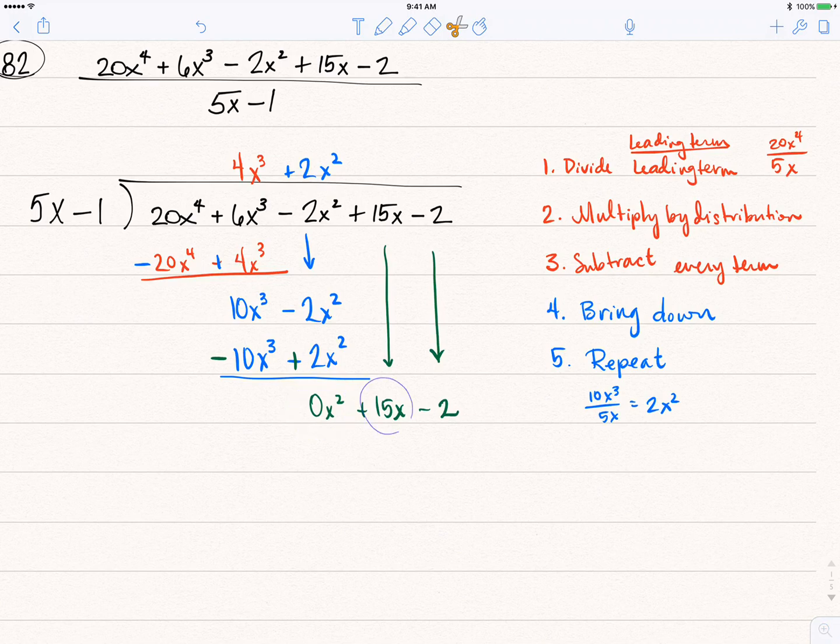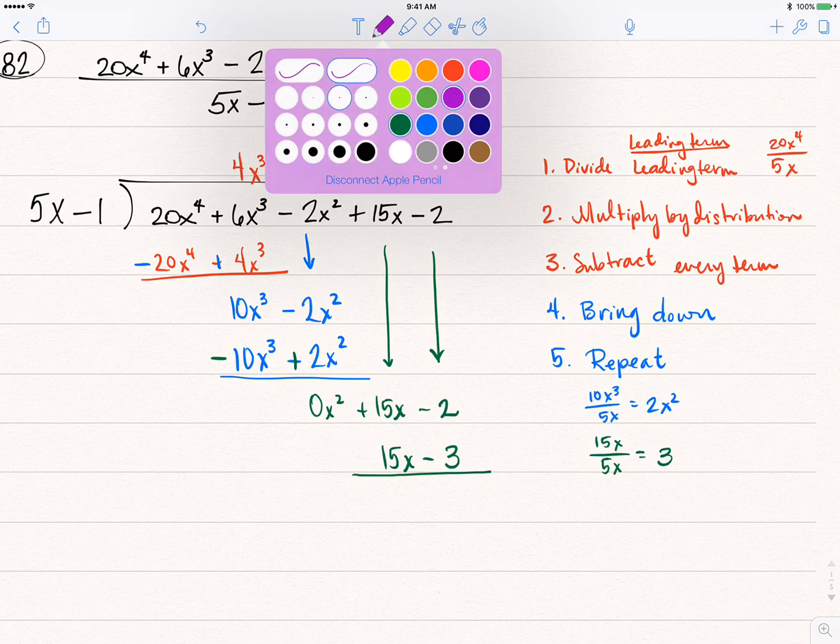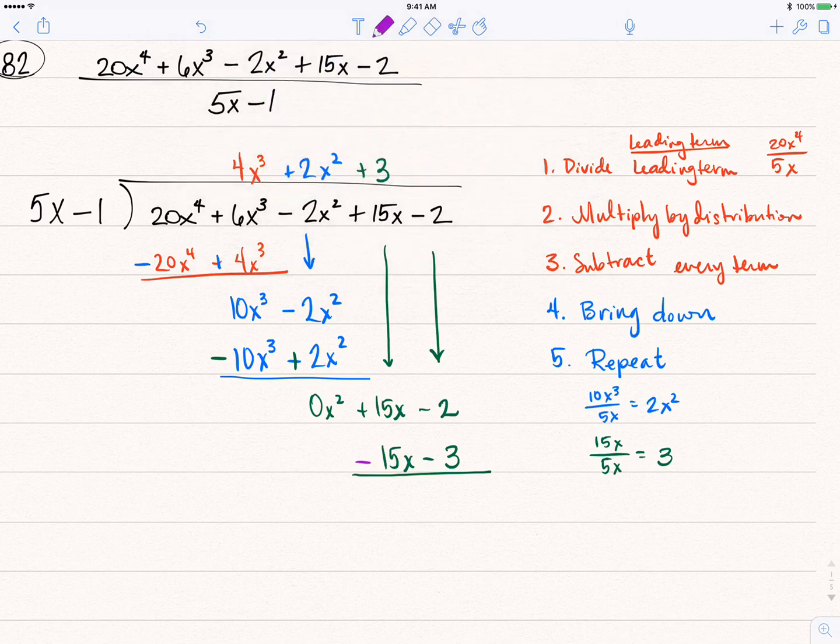So now our new leading term is this 15x. So we'll do 15x divided by 5x, leading term divided by leading term, and this is going to be a positive 3. So that's going to go up top, positive 3. Multiply by distribution, so that's going to be a 15x minus a 3. Get your equation bar. Let's change colors and change all the signs. So the 15x becomes negative, the negative 3 becomes positive. Combine like terms, and 15x minus 15x goes away. Negative 2 plus 3 becomes a 1.